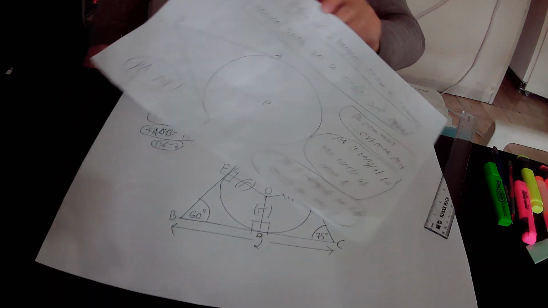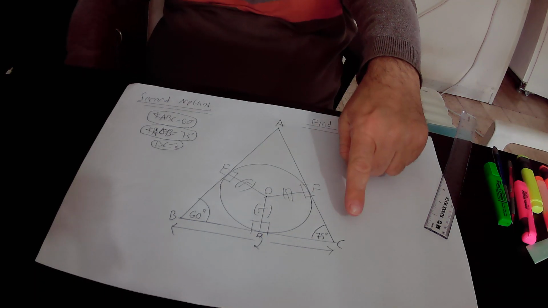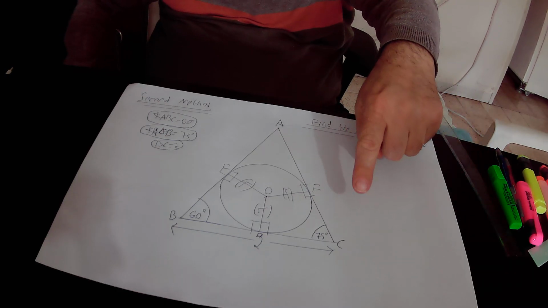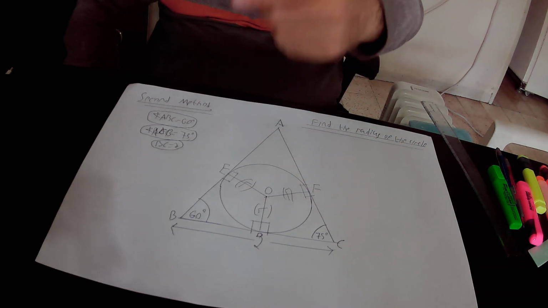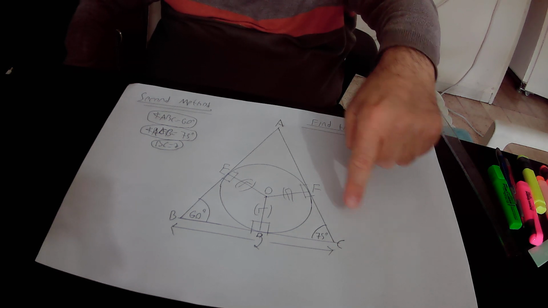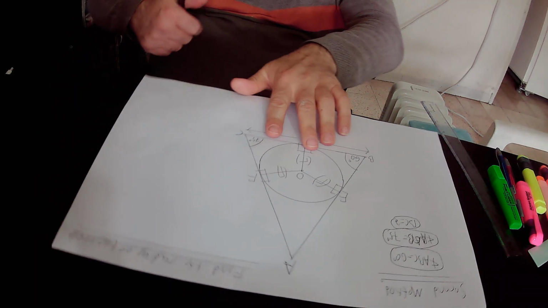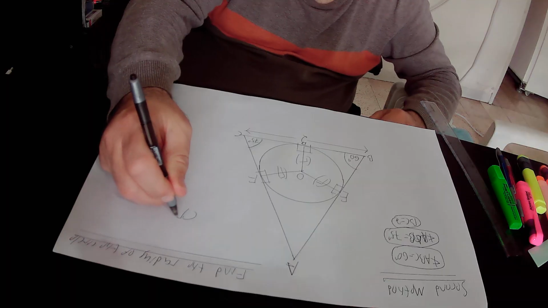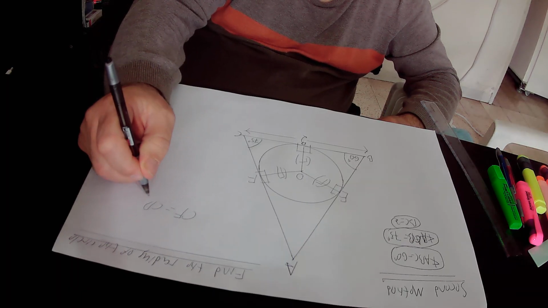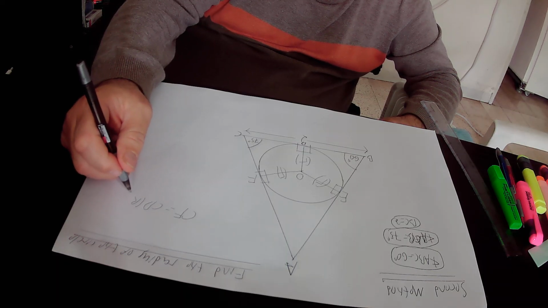We can actually implement rule number 2 in our drawing. Why? Because if you focus on the common external point C, from C we have two tangents to this circle, tangent CF and tangent CD. According to rule number 2, they are equal to each other. That is to say, CF equals CD.